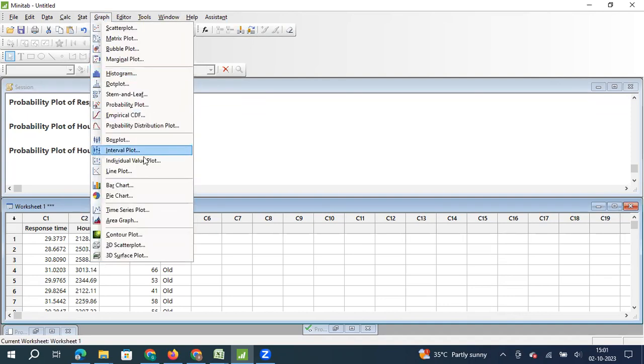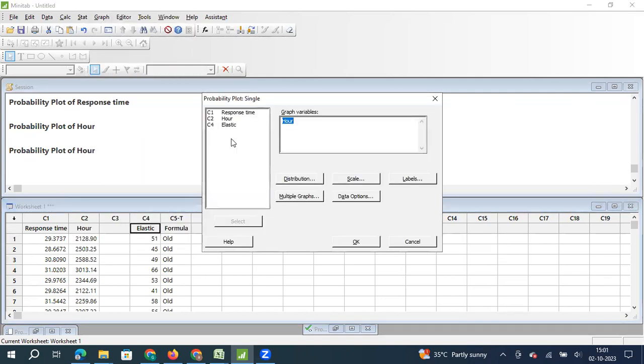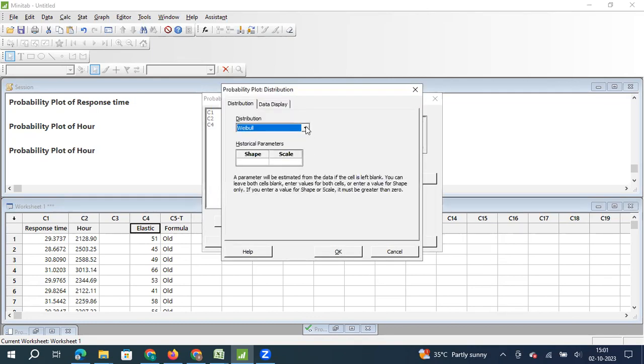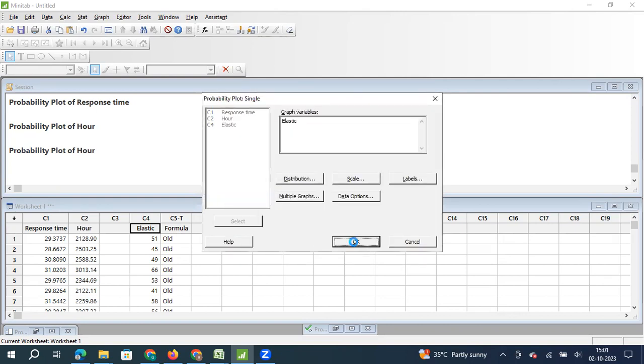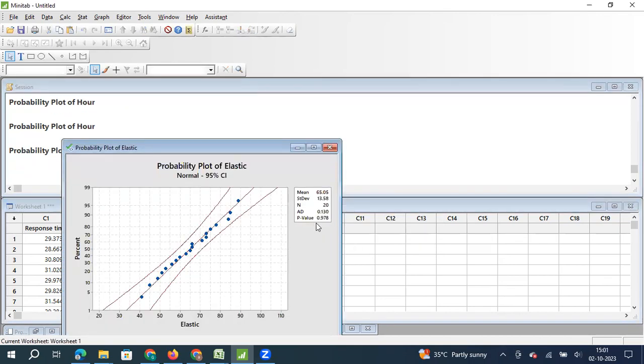So I click on graph, I go to probability plot, and in probability plot I select this data together, I select elastic, and then I can select normal distribution as my distribution. And I can click OK. So it gives me a graphical representation. And here the p-value is definitely greater than 0.05. In fact, it is very close to 1, 0.978. So this data definitely follows normal distribution. So that's the first inference.